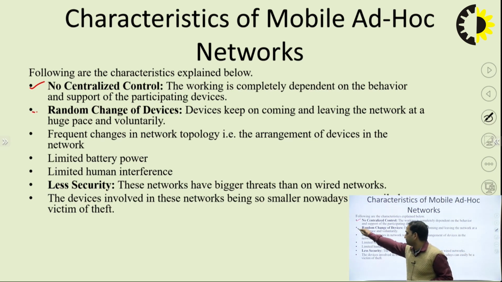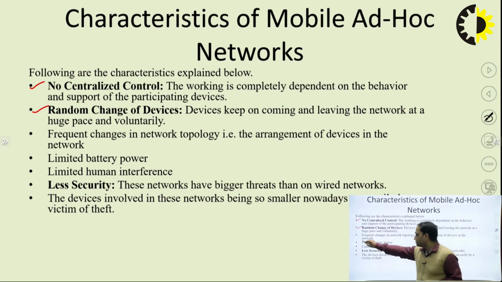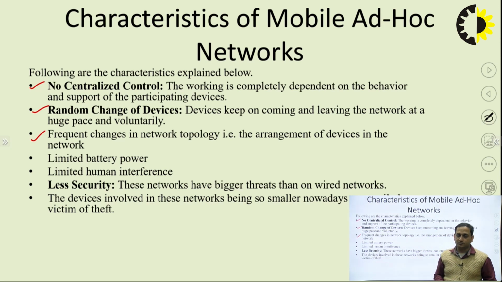Then there is random change of devices. Devices keep coming and leaving the network, and with a very high velocity, with high speed. In this case, the topology and the number of users, everything will change. The number of users will change in the system. So frequent change in the network topology is also there. Maybe some of the nodes are acting as a star topology, ring topology, and so many topologies are there, as the mobile phones or the different sensors are moving from one location to another location.